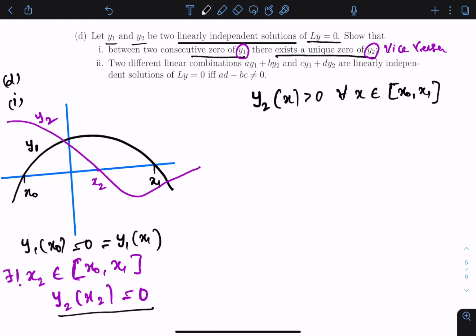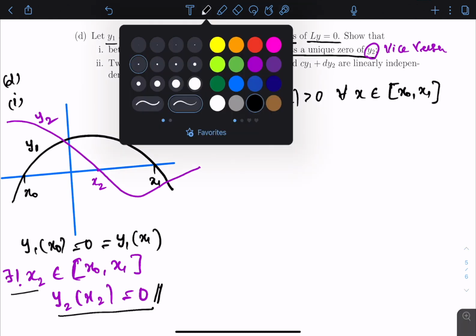Suppose, say, this does not happen. Which means that if there is no point x0 such that y2 is 0, then y2 is either all positive or all negative. Without loss of generality, let's assume it's all positive. Whatever proof I give for positive, you can do the same thing for negative, starting from negative. Okay, so let's do it for positive first.